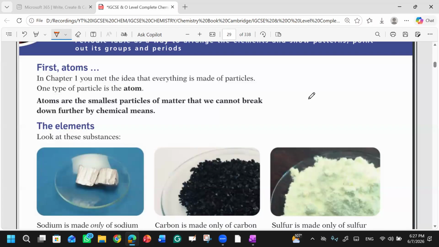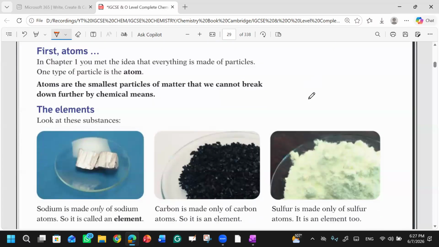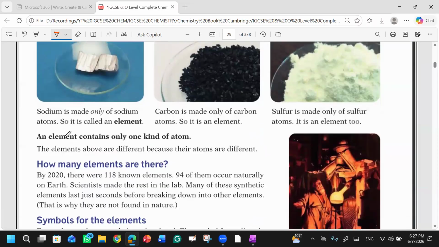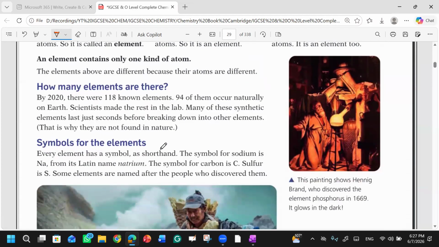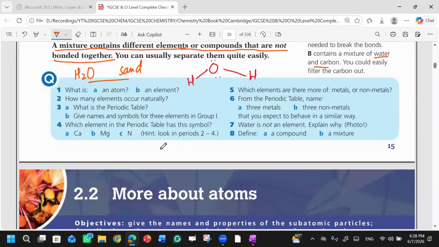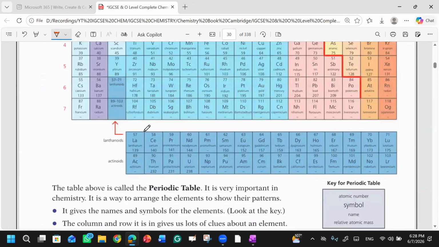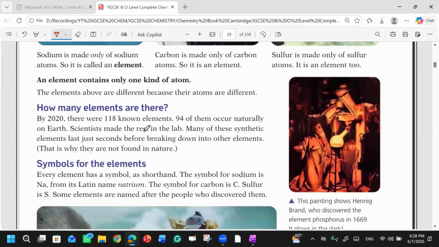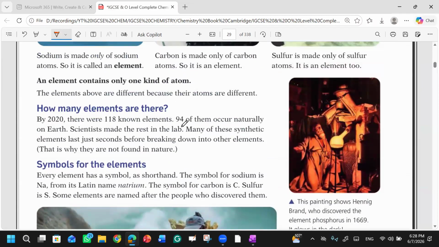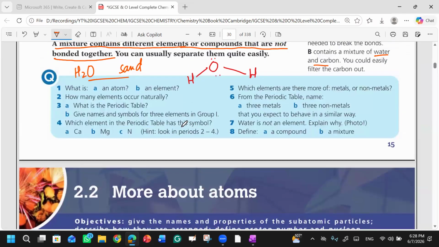When similar types of atoms combine, they form an element. It is written over here, an element contains only one kind of atom. Clear? Okay. Now, how many elements occur naturally? Like 94. Yes, 94 occur naturally, and the rest of the others are synthesized.